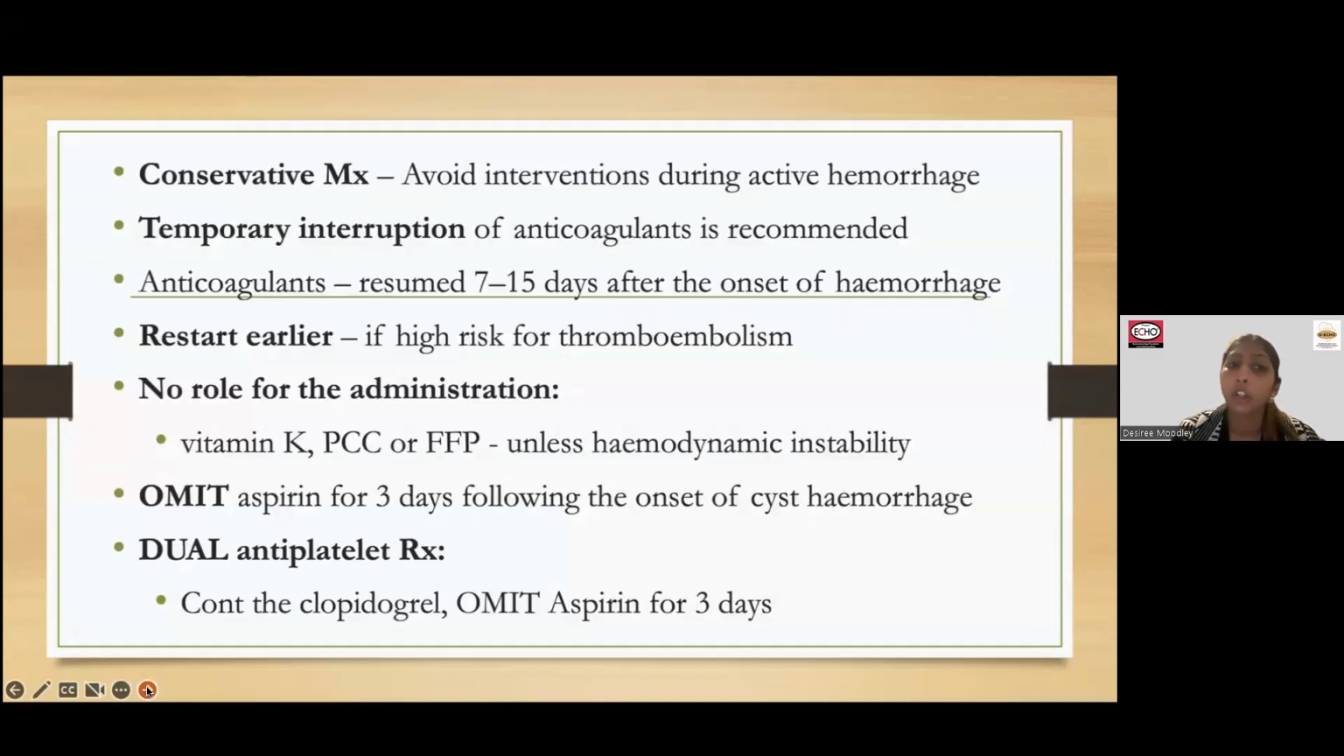So how do we treat it? Conservatively. You avoid any interventions while it's actively bleeding. If the patient's on any anticoagulants, you're going to stop them and restart 1 to 2 weeks after the onset of hemorrhage. Restart earlier if the patients are high risk for thromboembolism, and there's really no role for vitamin K, PCC, or fresh frozen plasma unless there's any hemodynamic instability. If they're on aspirin, you're going to omit it for 3 days, and if they're on dual antiplatelet therapy, you're going to continue clopidogrel, once again omitting the aspirin for 3 days.